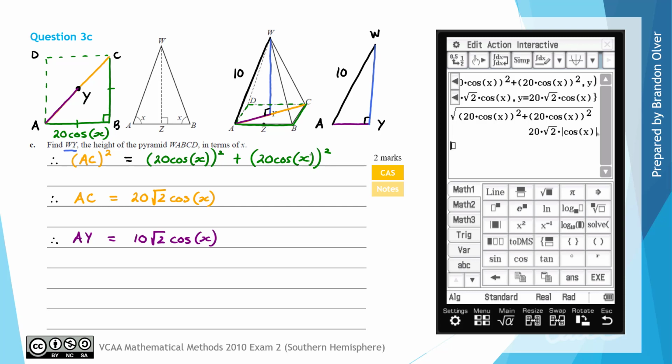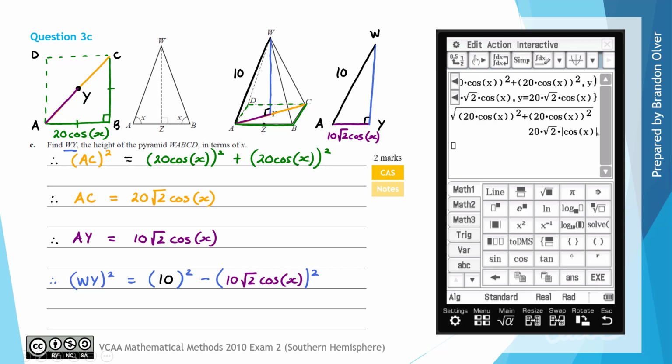So that purple length was 10 root 2 cos of x, just for our reference on the diagram. So therefore, WY all squared is going to equal, and just be careful of applying Pythagoras' theorem here, it's actually going to be the hypotenuse squared, which is the 10 squared, minus away our other side length squared, which is the 10 root 2 cos of x, and that's got to be squared. So we have another equation that we can use our calculator to help simplify and solve.